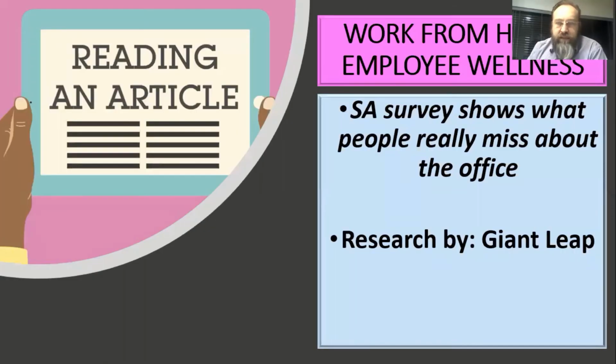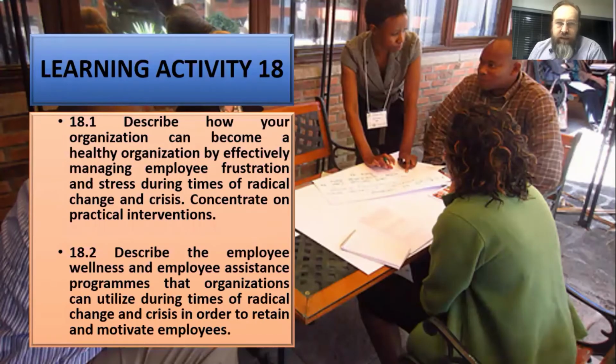So the article is titled South African Survey Shows What People Really Miss About the Office. I'd like you to read through that. Again, you'll find that in workbook 6. And then the penultimate learning activity, 18. The final one I'll get to very shortly, learning activity 19. So there are a total of 4 questions, starting with 18.1.